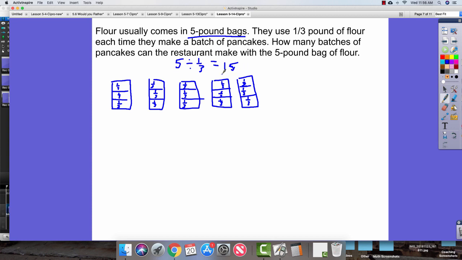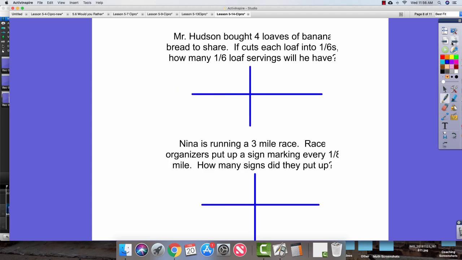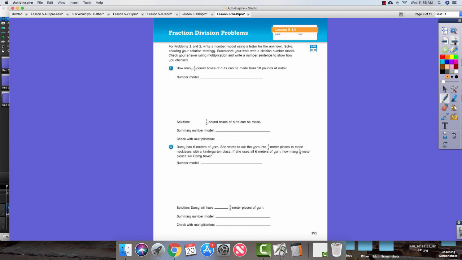And again, it makes sense that my quotient is larger than my dividend, what I started with, because I'm trying to figure out how many times 1/3 goes into 5. And 1/3 can go into 5 15 times. I just proved that with my drawing. Let's just do one more example. Let me see if I have a journal page example.